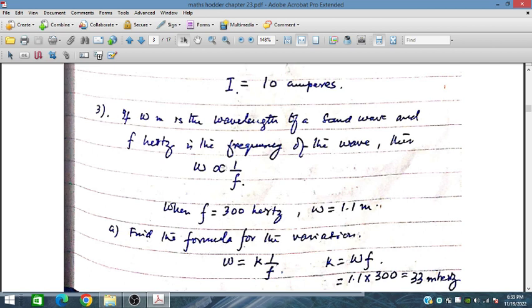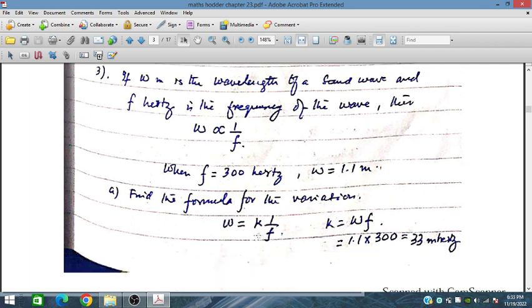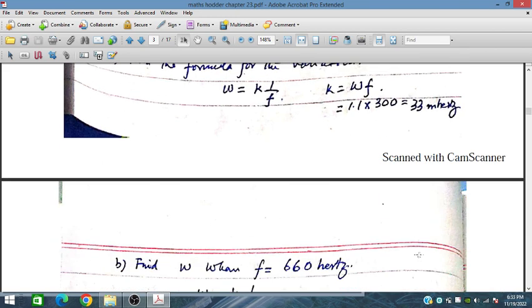So W is inversely proportional to frequency. So W is equal to, with some constant K, K times 1 over F. So this F may be shifted to the left-hand side, so K is equal to W times F. We have been given the wavelength W as 1.1 meters and the frequency as 300 hertz. So this K value is basically 330 meters per second.